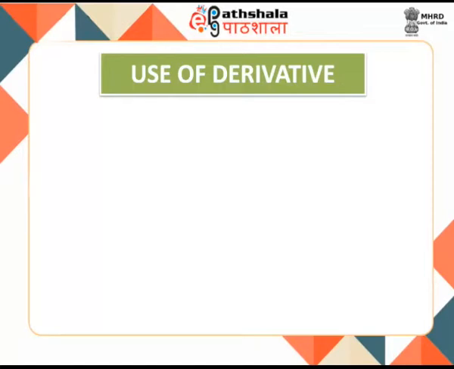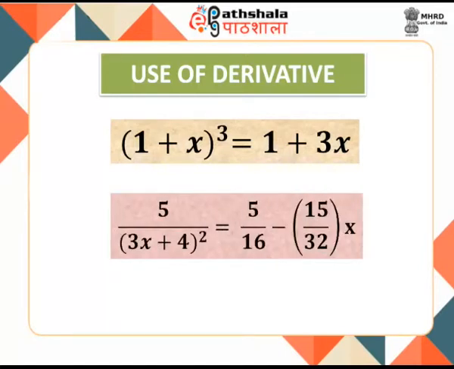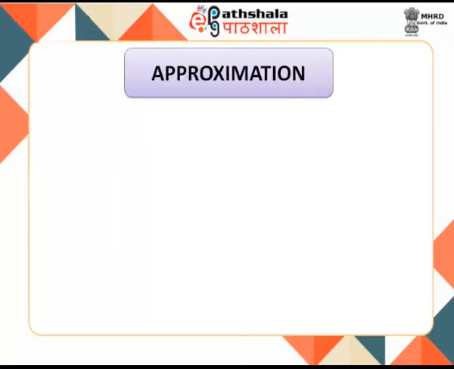By using derivatives, show that (1 plus x) whole cube is approximately equal to 1 plus 3x, and 5 by (3x plus 4) whole square is approximately equal to 5 by 16 minus 15 by 32 x, when x is nearly equal to 0. How good is the approximation when x equals 0.5? Now let us look at the solution.